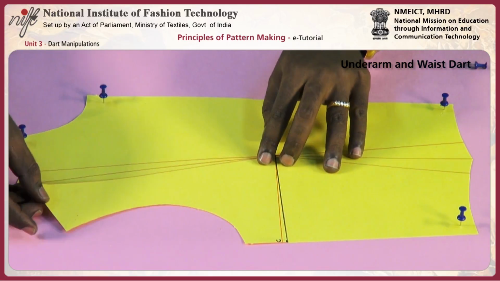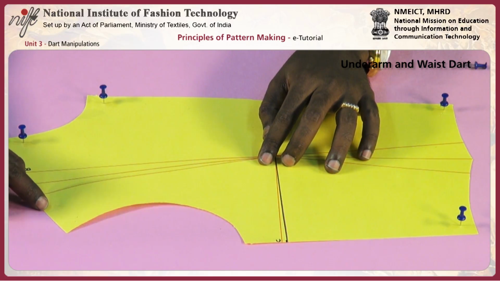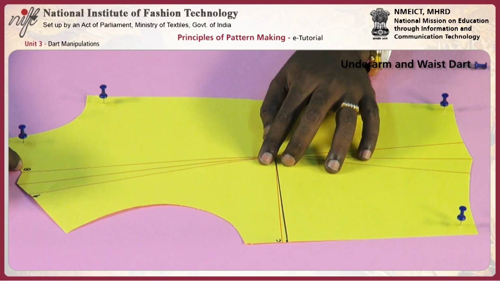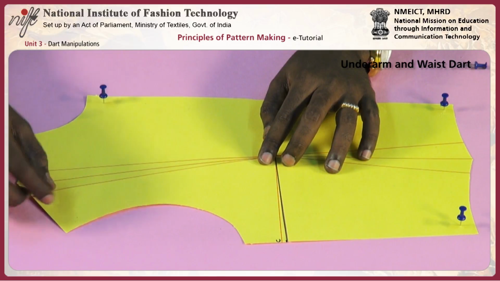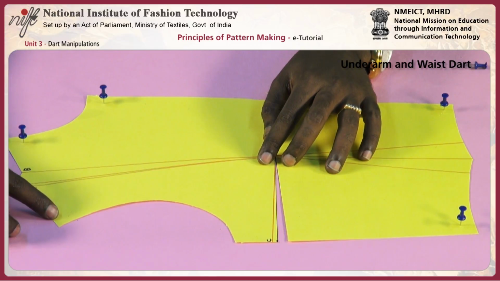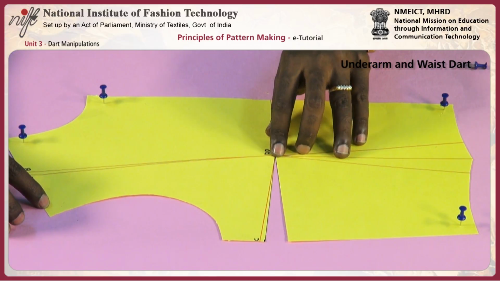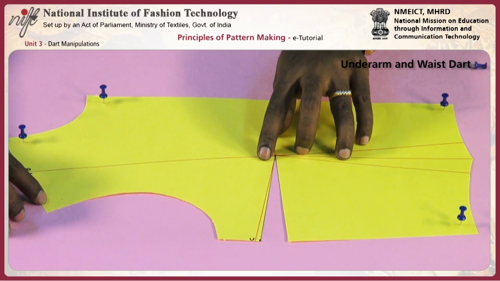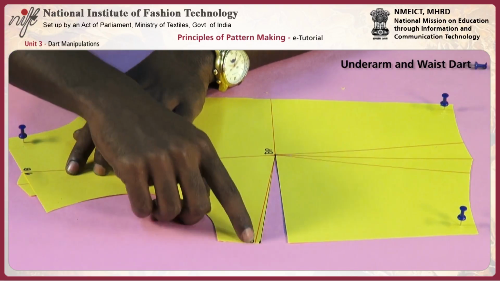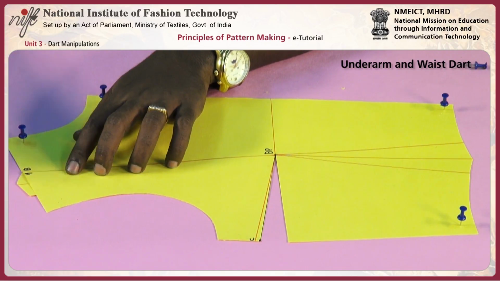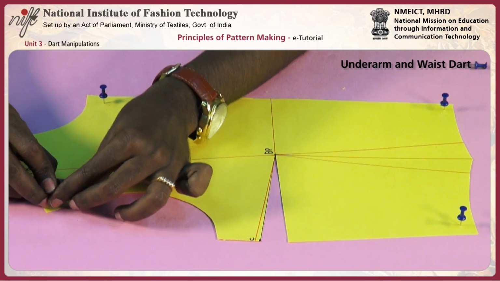Now close A to B so that you can close the shoulder dart and the dart opens at C. Move A to B, pivoting at bust point, join together. Now the dart will open at C. Pin it.